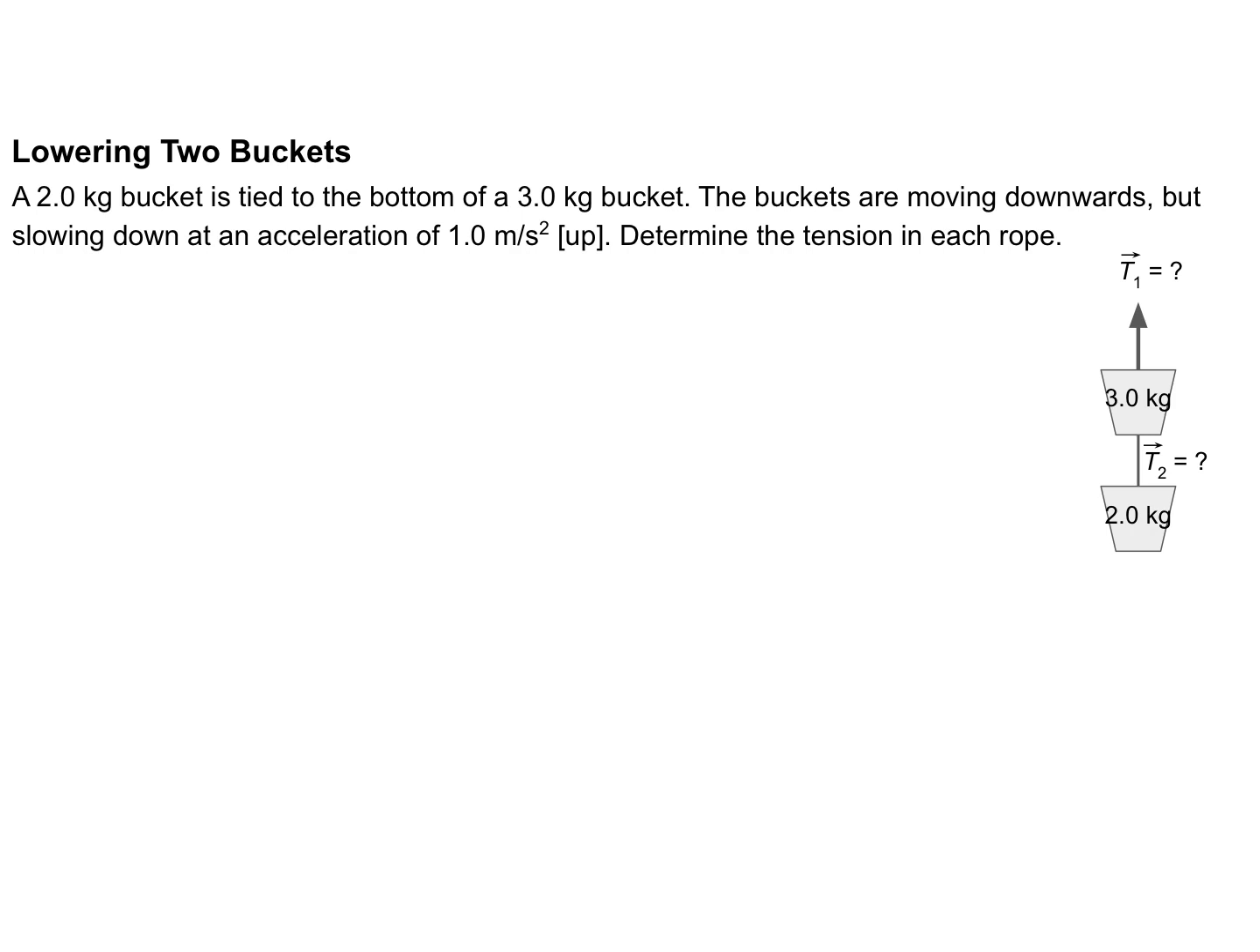A 2 kilogram bucket is tied to the bottom of a 3 kilogram bucket, as the diagram shows. The buckets are moving downwards, but slowing down at an acceleration of 1 meter per second squared up. Determine the tension in each rope.